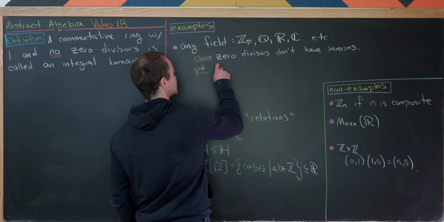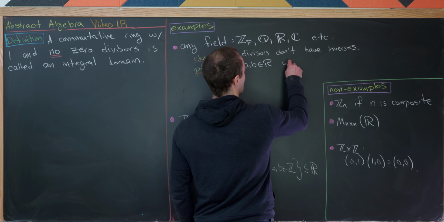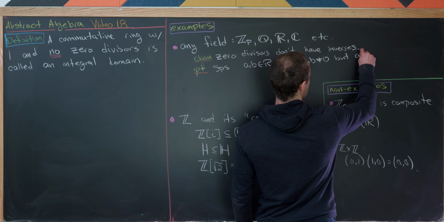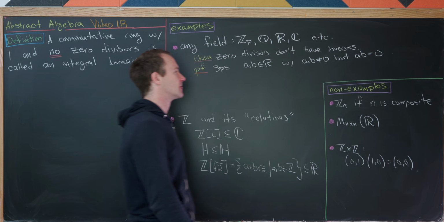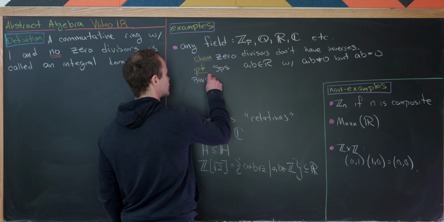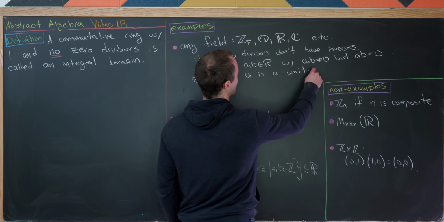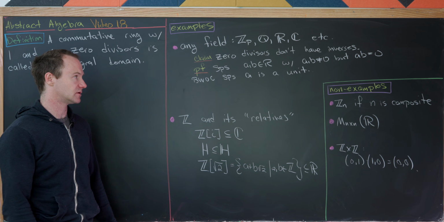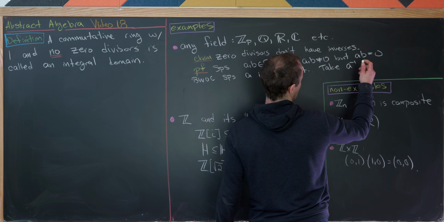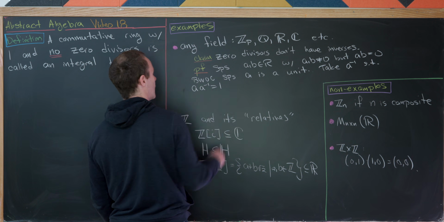Okay, so let's prove this. Let's suppose that a and b are in our ring R with a and b not equal to zero, but a times b equals zero. In other words, there are zero divisors. And then, maybe towards a contradiction, let's suppose that a is a unit. Recall that being a unit is the same thing as being invertible. Then let's take a inverse to be the inverse of a, such that a times a inverse equals 1.